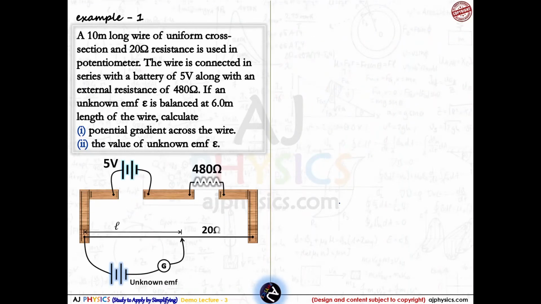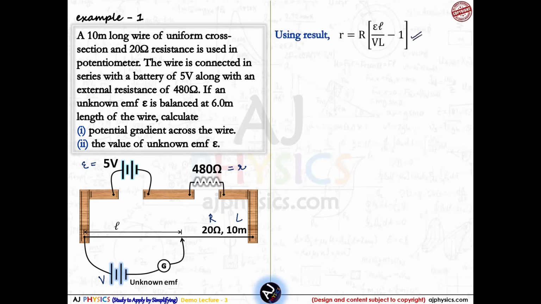So let's discuss this now. Let's come back to this question. We need to calculate the potential gradient across the wire and the unknown EMF. According to the data, this is r, this is E, this is capital R, this is L, and I have to find the unknown EMF, which I have termed in my symbols as V. So let's calculate this V. We can change that symbol later on.